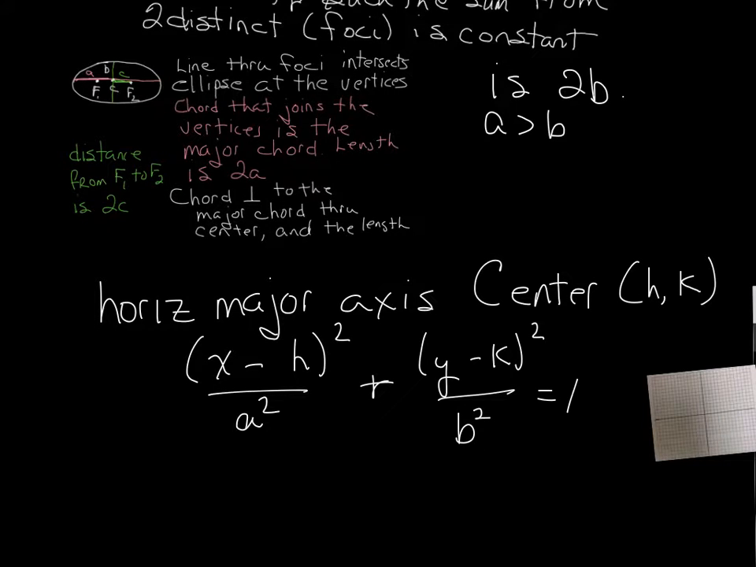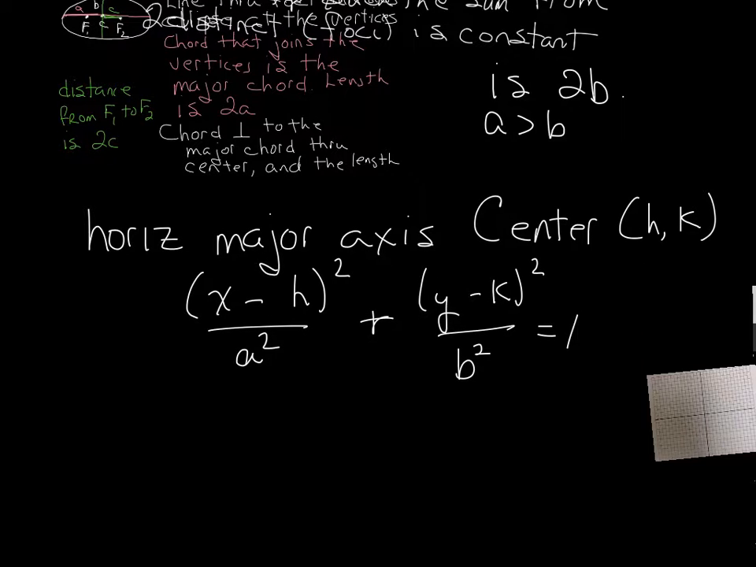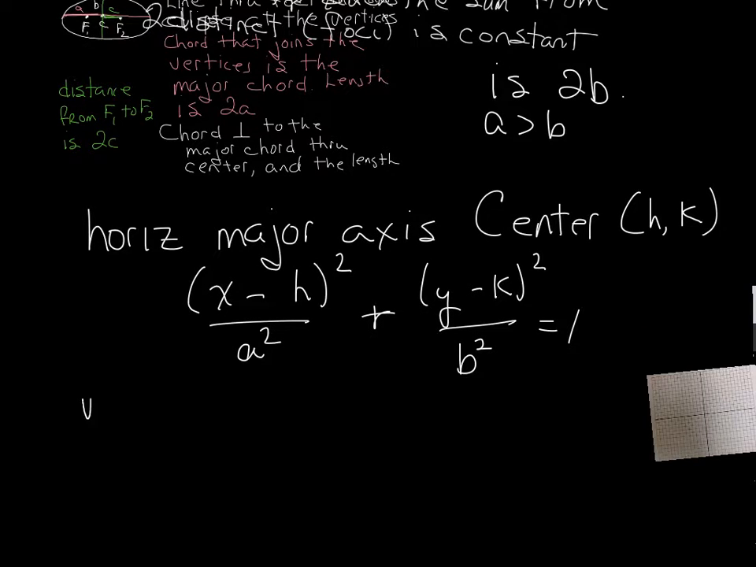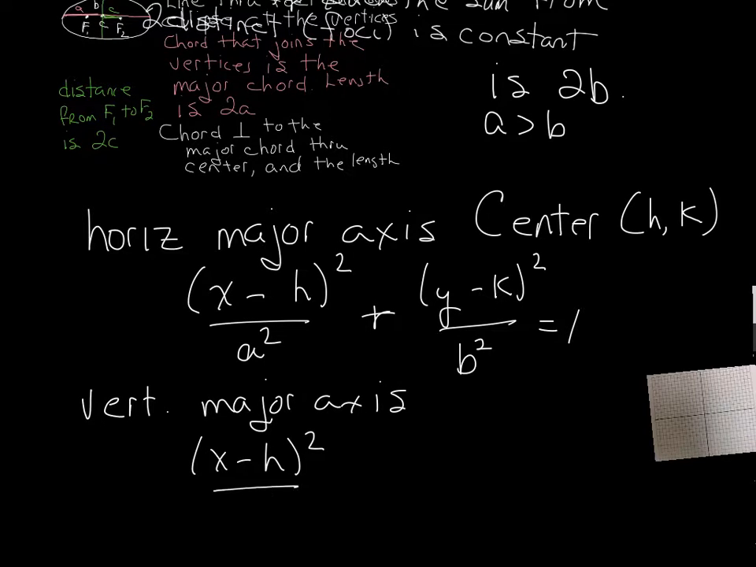If we have a vertical major axis, then it's (x minus h) squared over b squared plus (y minus k) squared over a squared equals 1. Notice the a and the b change places. Whichever one has the major axis has the larger number in the denominator, because a is always greater than b.